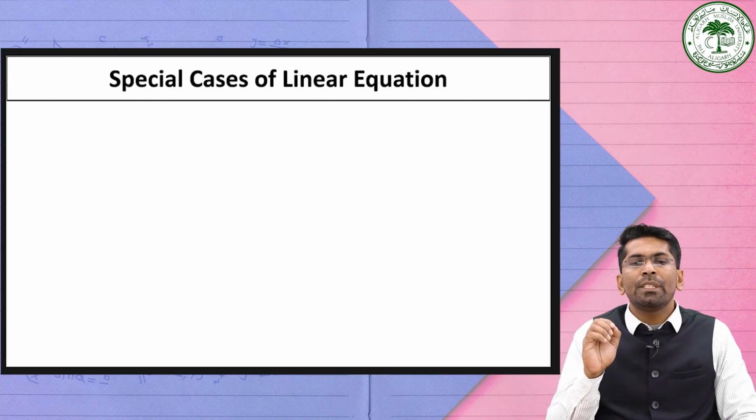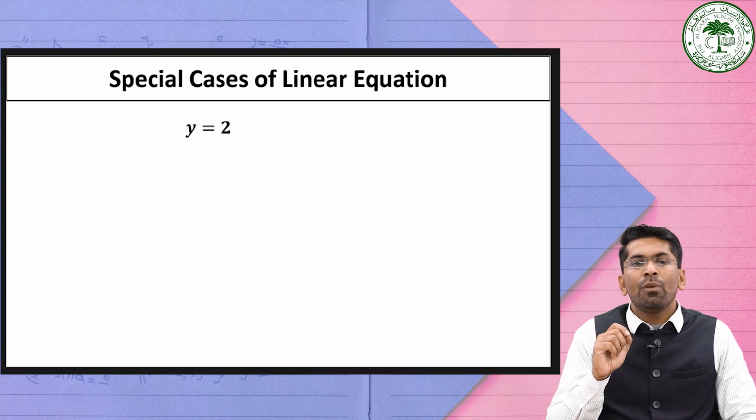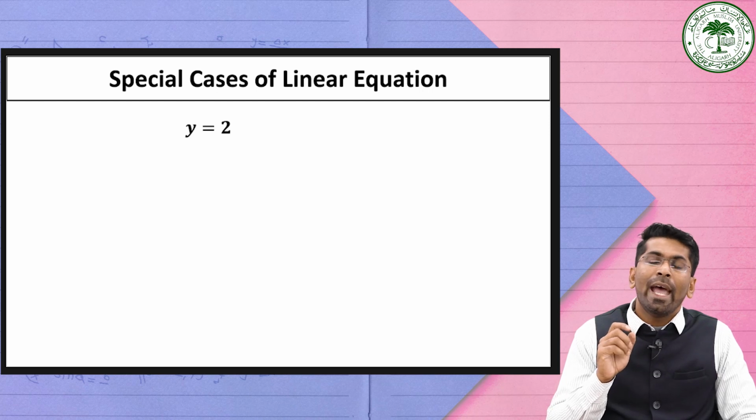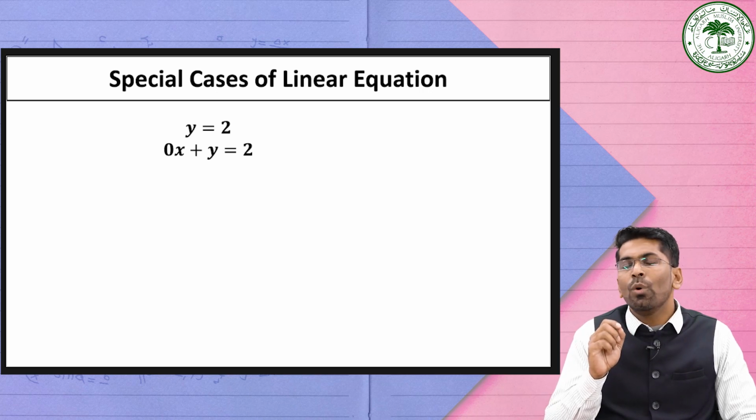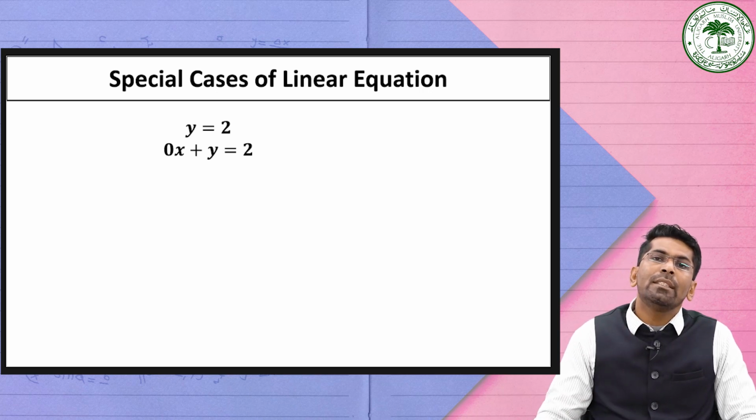Now we have one special case of a linear function. The equation y is equal to 2, which is in the form of a constant, can be written as 0x plus y is equal to 2. That means here we are assuming 0 for x, so this term becomes 0, and what remains is y is equal to 2. It can be considered as a linear equation in 2 variables where the coefficient of x is equal to 0. For the solution of 0x plus y is equal to 2, by assuming different values for x, we will get the y value equal to 2.